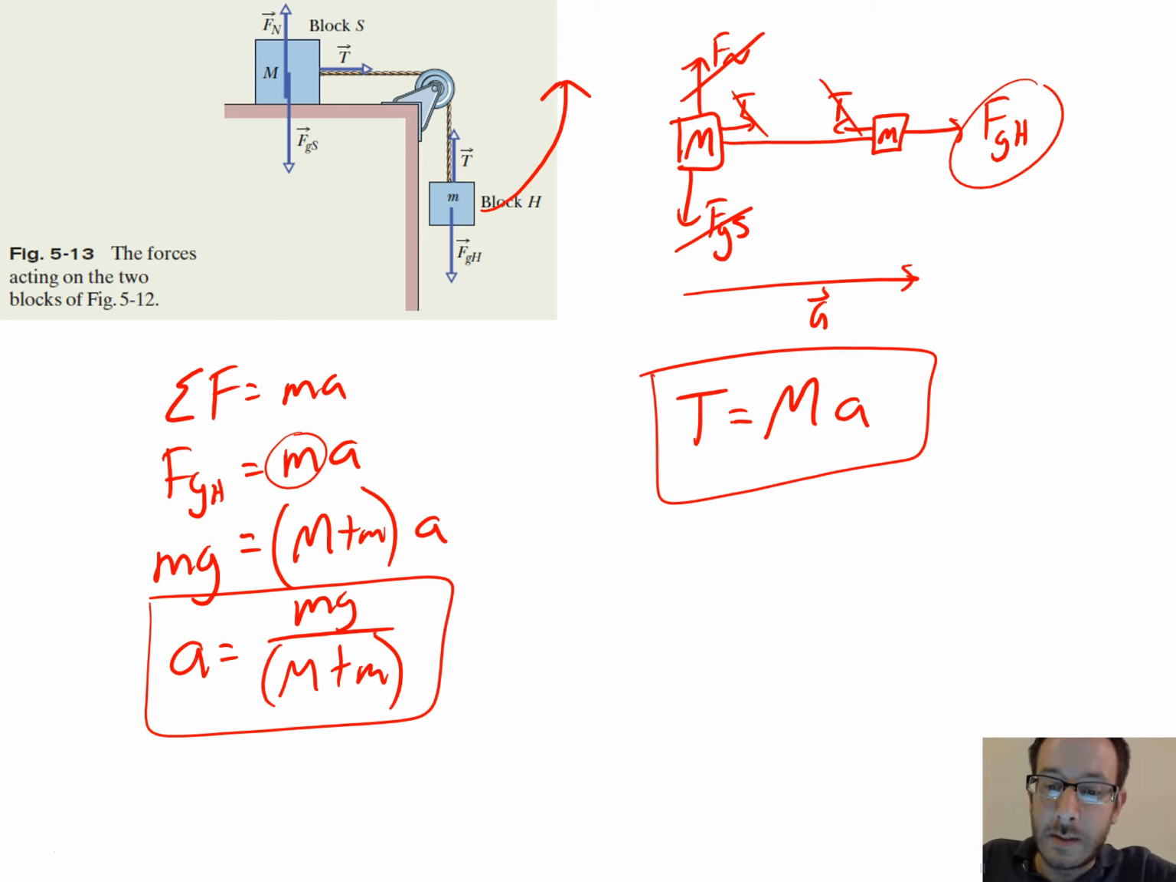I think this method is a little bit easier when you look at the situation as a whole instead of looking at things individually, because the tensions cancel out anyway, right? I mean, you have one going to the left, one going to the right. They're always going to cancel out. So I think it's easier if you break it up and think of it as a system, and then if you need to find the tension later, you can go back and look at each block individually. Okay.